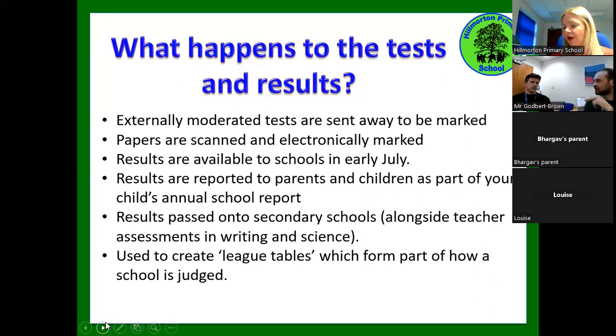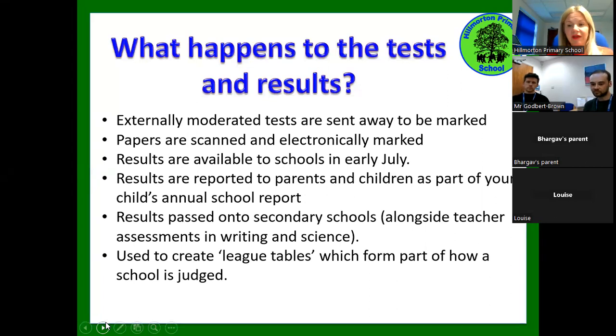If they come earlier, it really is about as quickly as we can process it and type it up into the letter. You'll have that because we know that the children and you are anxious to find out how they get on. But they get reported to parents and children as part of their annual school report. Those results do get passed on to secondary schools. It's part of the information that we are required to transfer over. What secondary schools do with them varies from secondary school to secondary school.